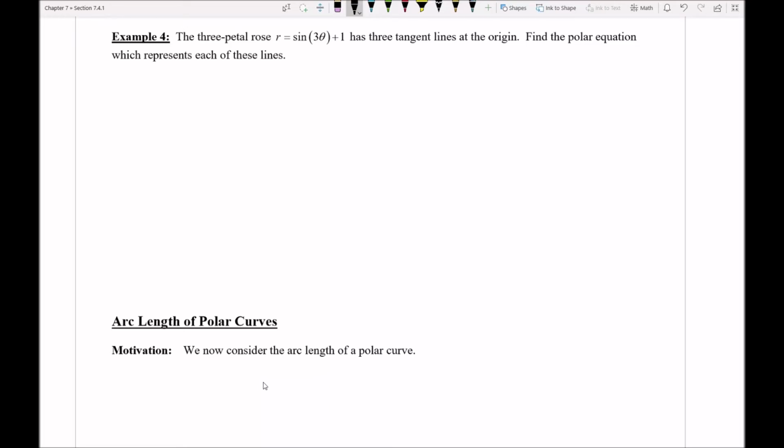In this video, we're going to start to take a look at the arc length of polar curves. I'm actually going to leave example number 4 here from the notes as another one for you to go ahead and try on your own.